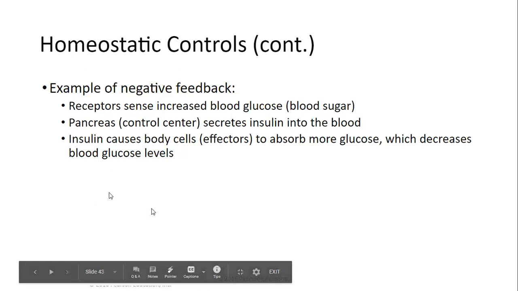Okay. So again, just remember the control center is usually the brain. When we get to the nervous system, you hear the words afferent and efferent pathway a lot. Afferent is always going toward the brain, input going to the brain. Efferent pathway is always leaving the brain, going to the effector. Okay, muscle, gland, and so forth.